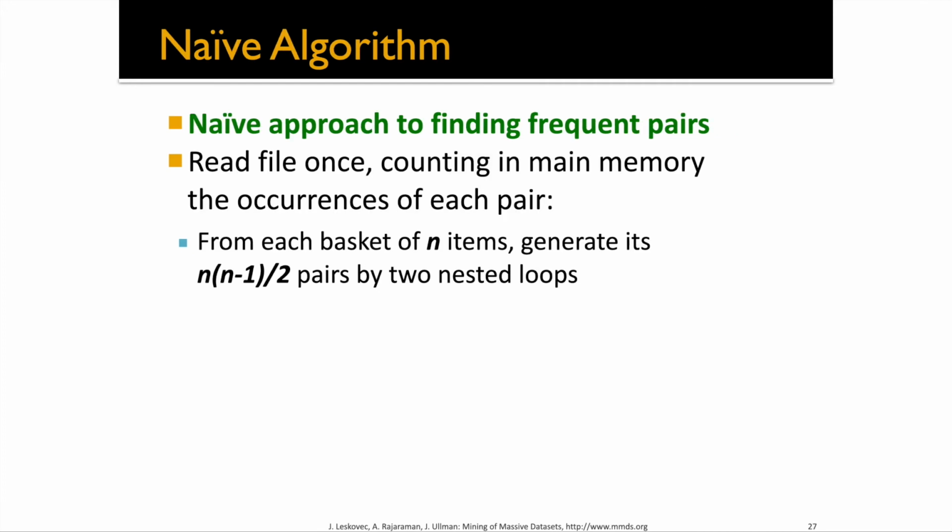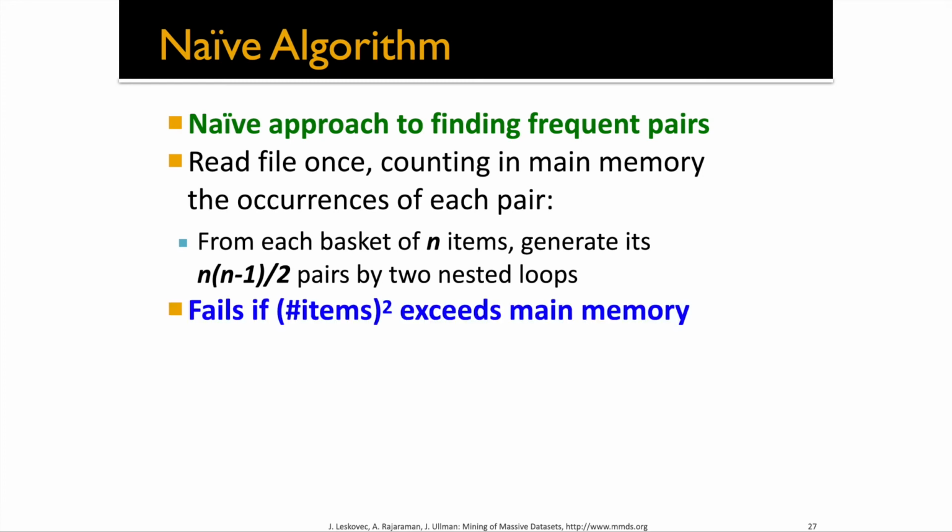So how do we find these frequent pairs? Well, the naive method would be to scan through our entire list of baskets, and then for every basket, we generate all the pairs that exist in that basket. And we can do this as long as the space of items squared doesn't exceed memory.